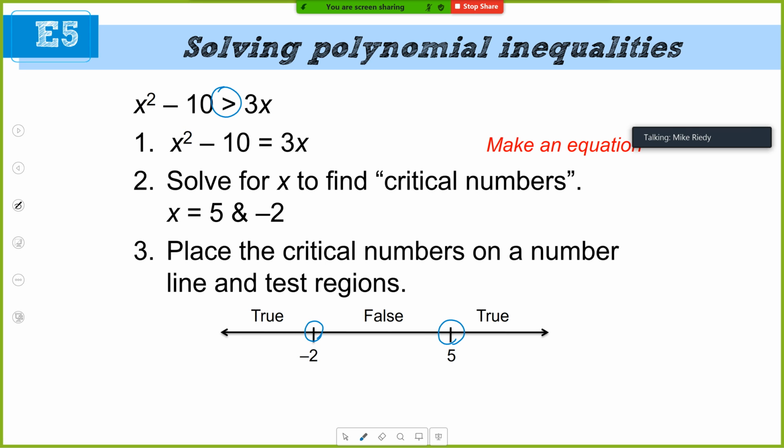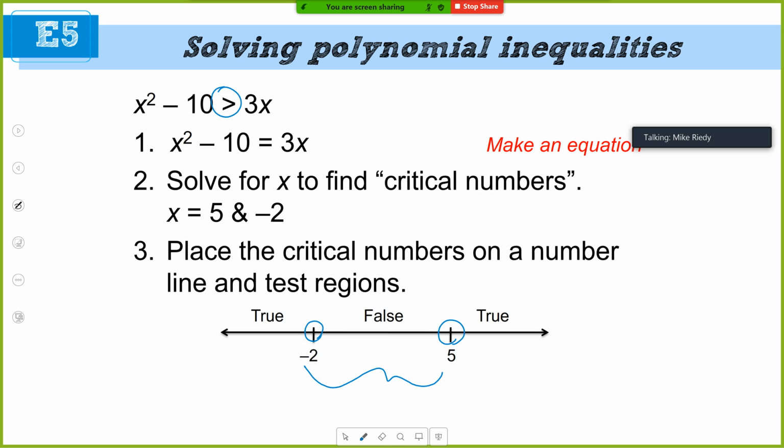And when you test regions, you're just going to pick a number in the region. What's a good number to pick in here? 0. If I plug 0 in there, I get 0 minus 10 is negative 10. Is negative 10 greater than 0? No, it's false. No good.